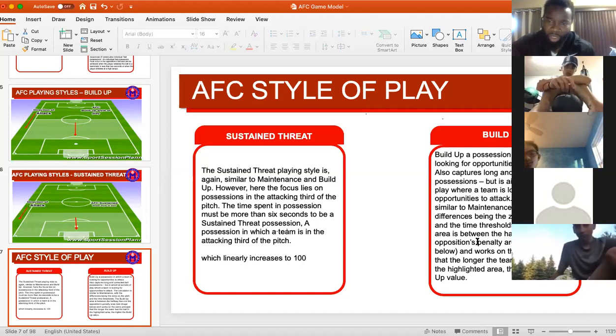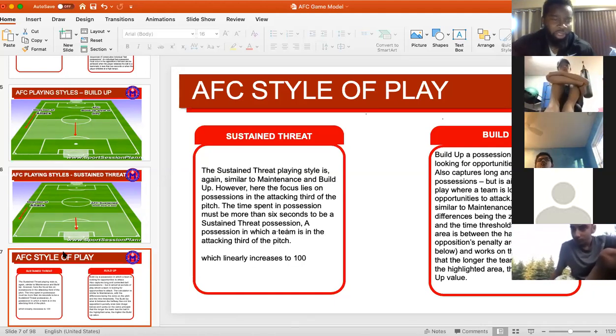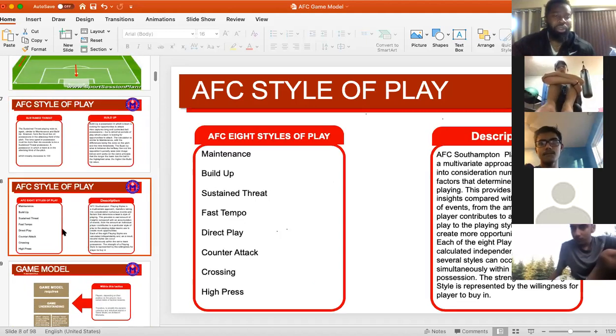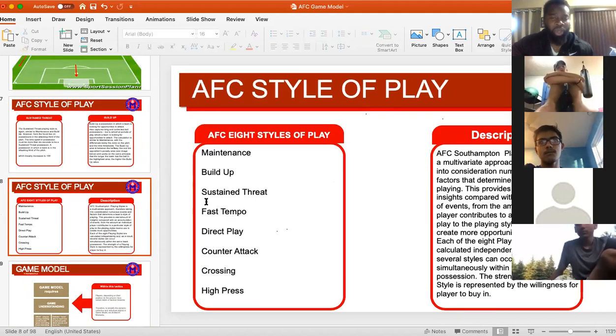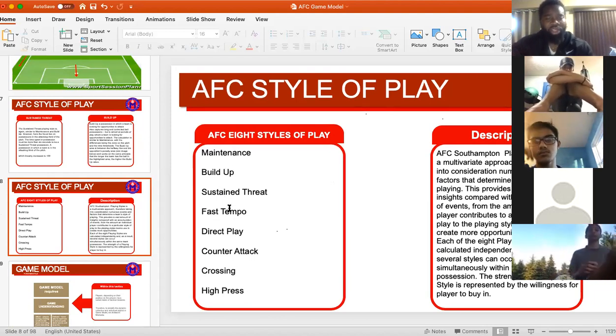The build-up area is between the halfway line and the opposition penalty area. See the image. So you saw that image that I showed you, right? So these are the styles of play we're going to be using. You see maintenance here. I just gave you a little bit about that. You see build-up play, sustained threat, fast tempo.